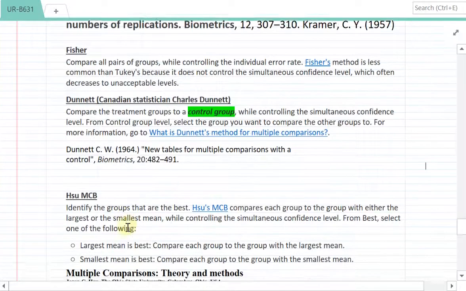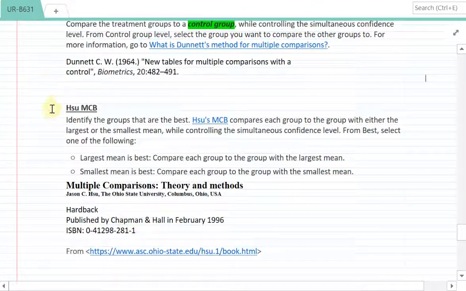The next one is SU-MCB. MCB stands for multiple comparison with the best, and this identifies the groups that are the best. With this one, you choose, right in here, whether the largest mean is the best or the smallest mean is the best, whichever you want to be the best case. Then you compare each of the others to that one. In a way, it's kind of like a control, but you decide on it.